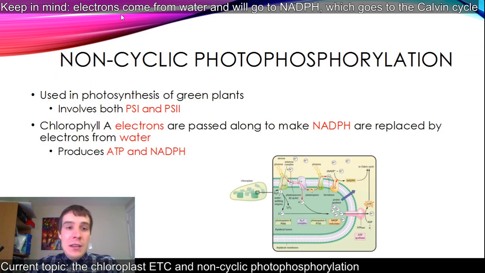The electrons start on water, and then they go to NADPH, an electron carrier that sends them to the Calvin cycle. So I'm going to keep that up there to show us that this is actually going to the Calvin cycle.